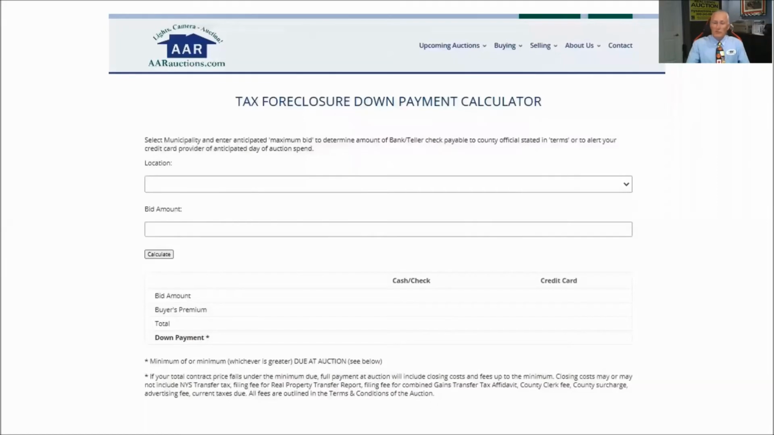We're the only company that has this tool, and it's really going to answer a lot of questions and eliminate a lot of head scratching. We're going to have this embedded in our website at all property auctions that we're doing for municipalities, and it's going to be easy to get at when you're looking at a particular property. The tax auction down payment calculator is going to be right at hand.